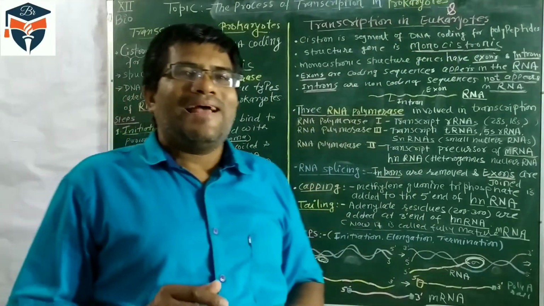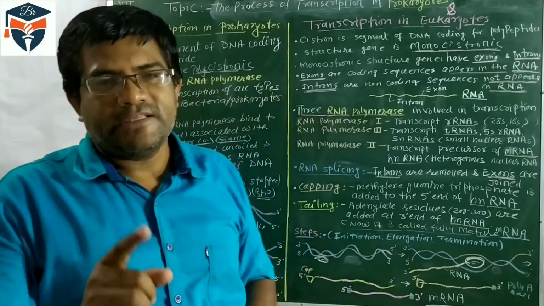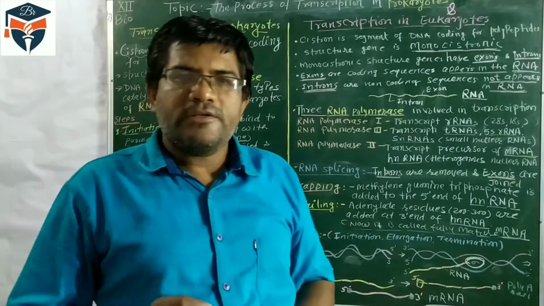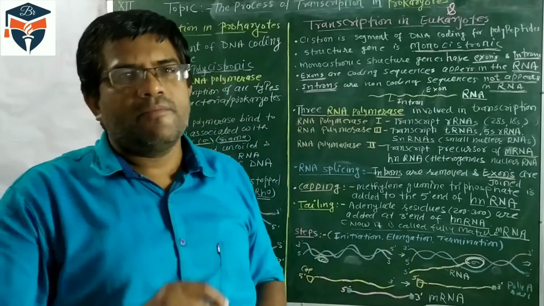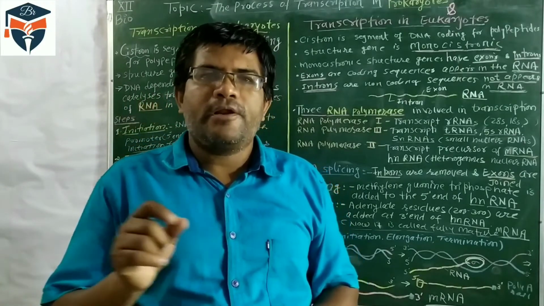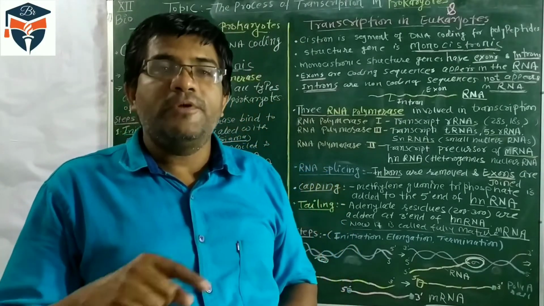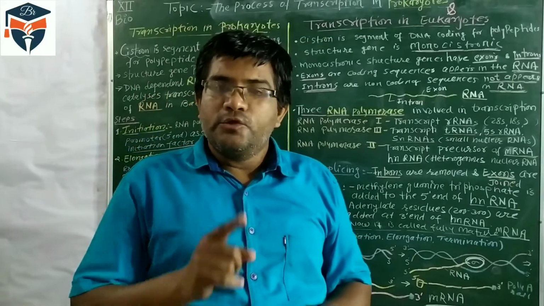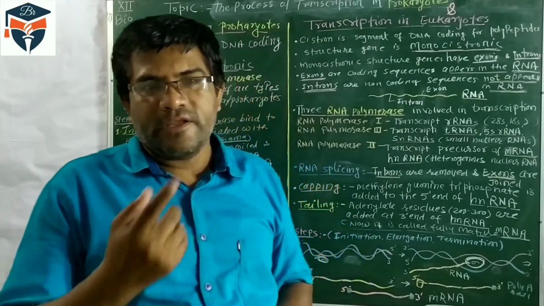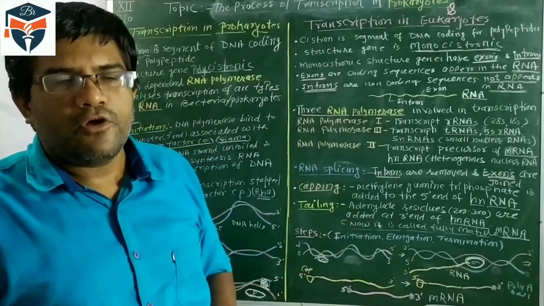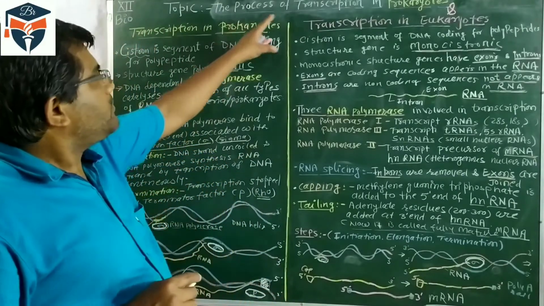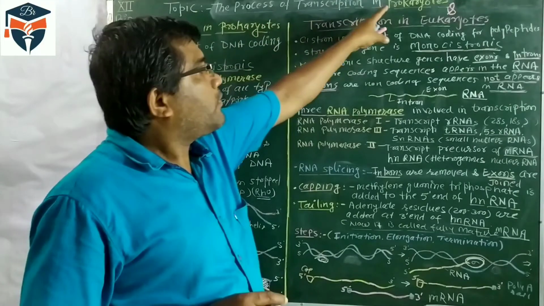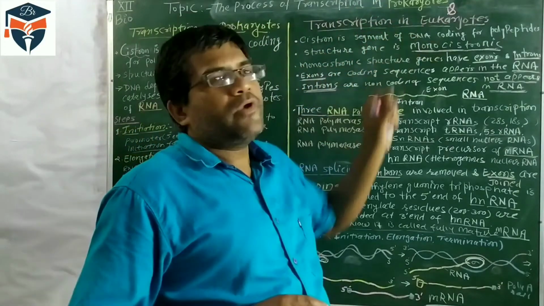So, in previous class, we have discussed the transcription unit. In this transcription unit, one strand of the molecule of DNA is transcribed into RNA. It means it is converted into RNA. So, when DNA is transcribed into RNA, this is called transcription. Now, we have to look at the transcription process in prokaryotes and eukaryotes.